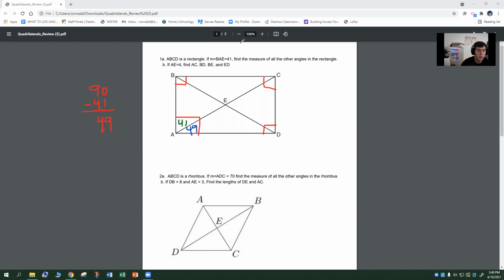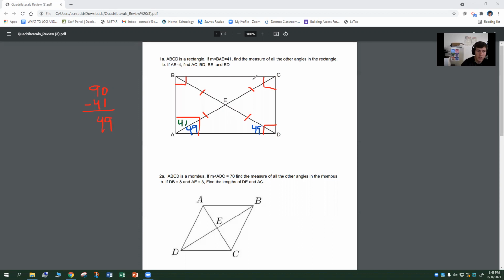Okay? We know that the diagonals of rectangles are congruent. And since they're parallelograms, they bisect each other. So we know all 4 of these pieces are equal. The lengths of those pieces are equal. So those 4, AE, BE, CE, and DE, those segments are congruent. And so you have 4 isosceles triangles. So we know the base angles of isosceles triangles are congruent. So we can put 49 here.